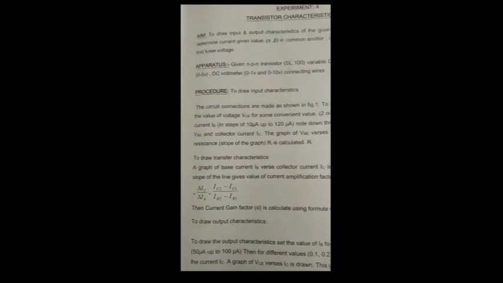This is an experiment. The name of the experiment is transistor characteristics. Here we are going to study the NPN transistor and draw the input and output characteristics, and hence we are going to calculate the value of alpha and beta in common emitter and common base configuration, and also we are going to find the knee voltage of the given NPN transistor.